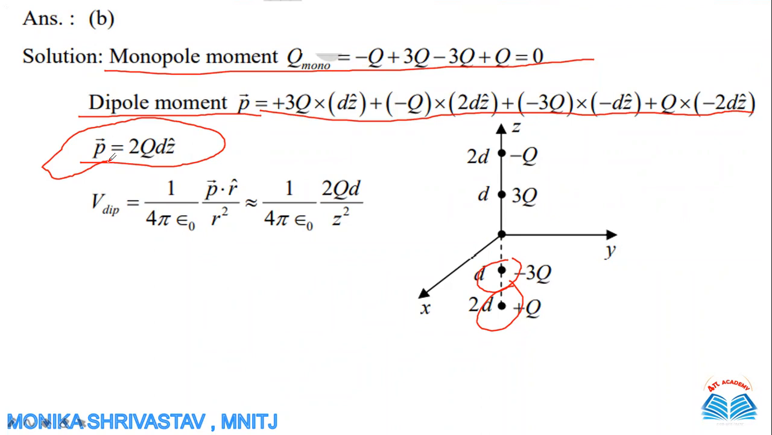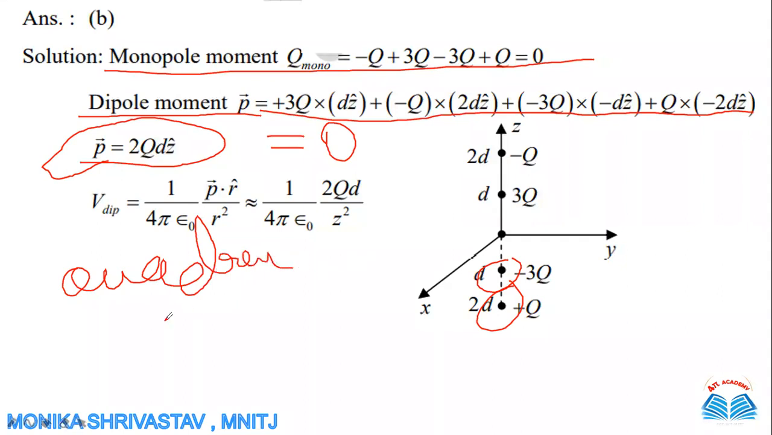I have told you that thing now. If the dipole moment is 0, suppose, we will get for any question dipole moment also 0. Then there will always be a quadrupole moment. And if there is a quadrupole moment, then the potential will vary with the distance as this one, 1/r³.